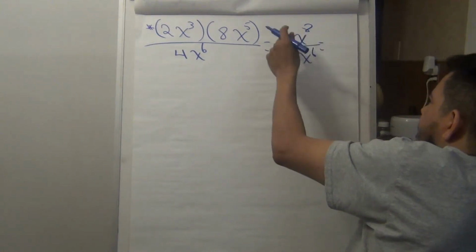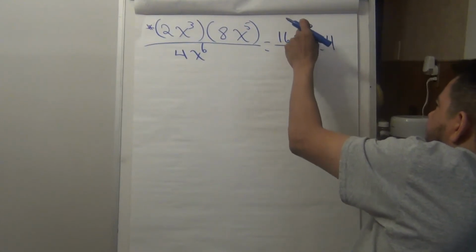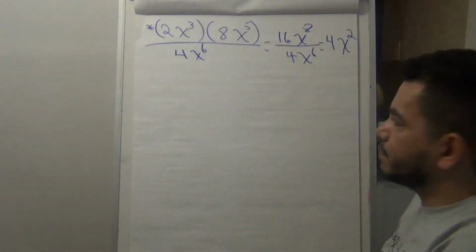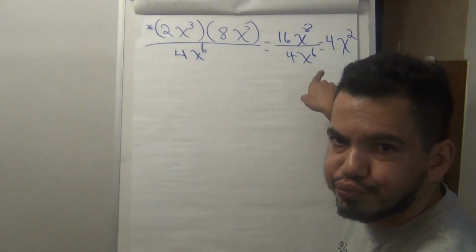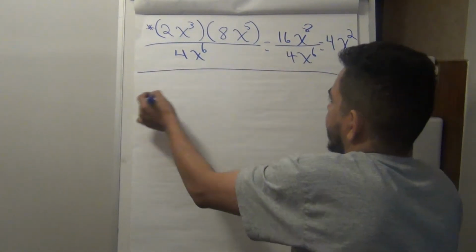Okay. 16 divided by 4 is 4. X to the 8 and x to the 6, that's x squared. Okay. Next problem.